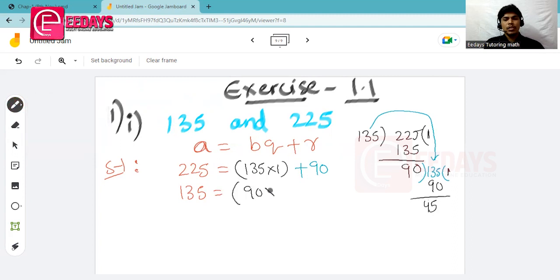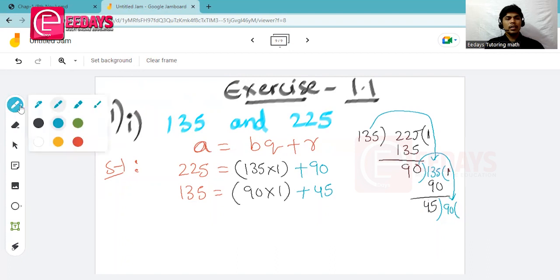135 we split it like 90 into 1. The remainder we got is 45. Still we couldn't get the remainder 0. So the process has to be repeated. How do we repeat the process? Let's write it here. Now the divisor 90 comes here. Okay. Now 45 twos are 90. So finally we got remainder 0, right?